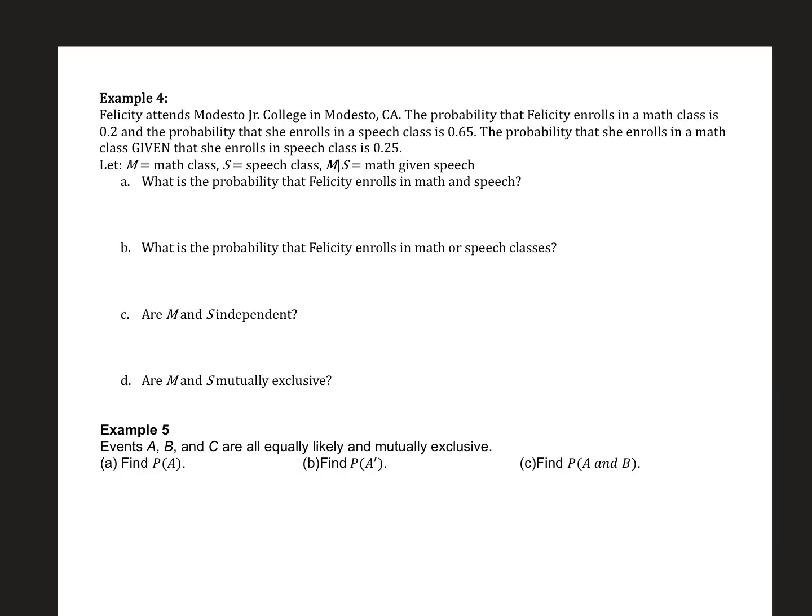Felicity attends Modesto Junior College in Modesto, California. The probability that Felicity enrolls in a math class is 0.2, and the probability she enrolls in a speech class is 0.65. The probability that she enrolls in a math class, given that she enrolls in a speech class, is 0.25. So, what is the probability she enrolls in math and speech? So remember, probability of M given S is probability of M and S divided by probability of S.